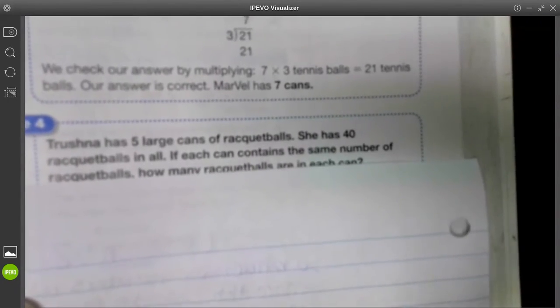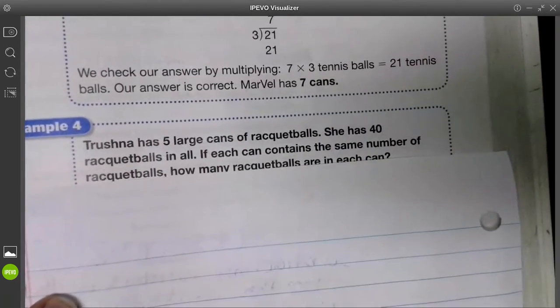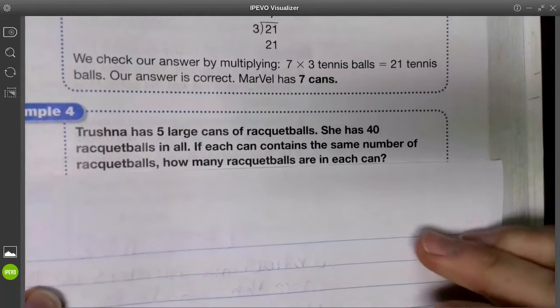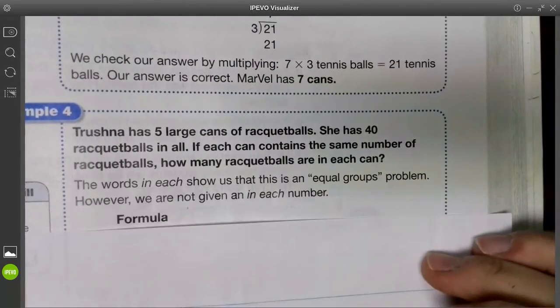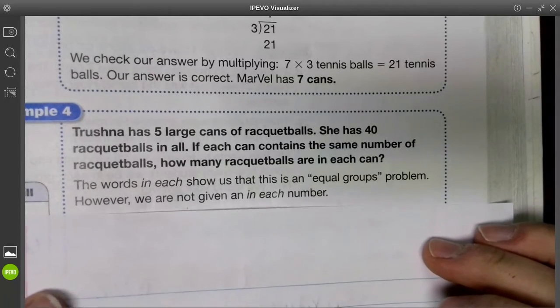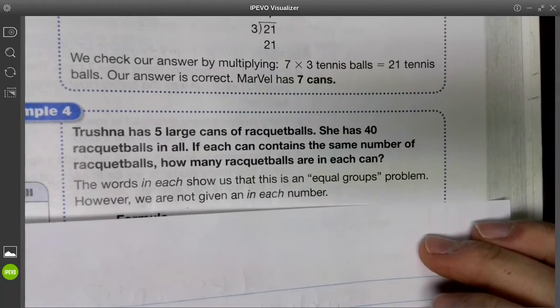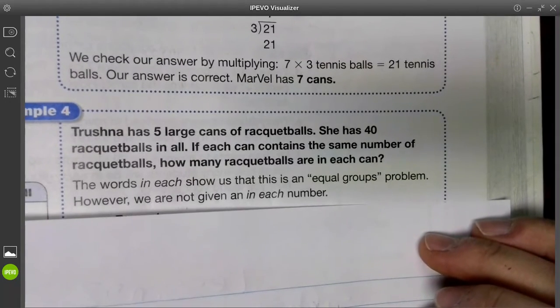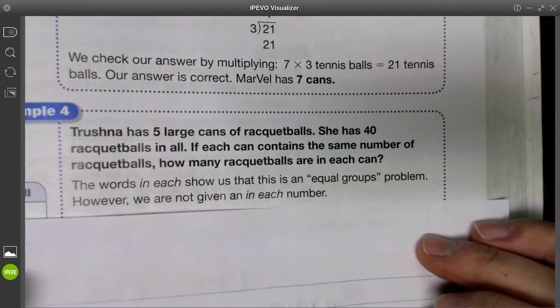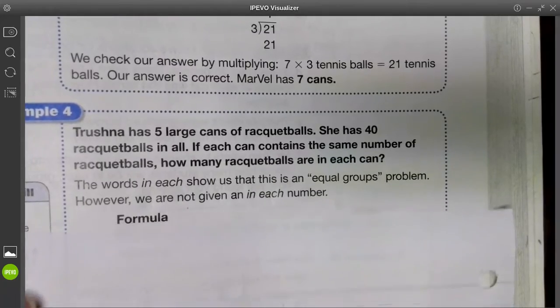Trishna has 5 large cans of racquetballs. She has 40 racquetballs in all. If each can contains the same number of racquetballs, how many racquetballs are in each group? So the words in each show us that it's an equal group problem. However, we are not given an in each number, so we do not know the in each number. That means we are trying to find it.